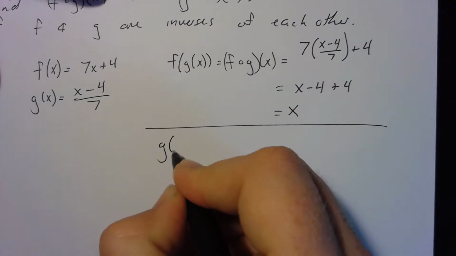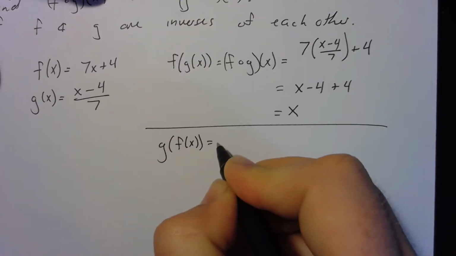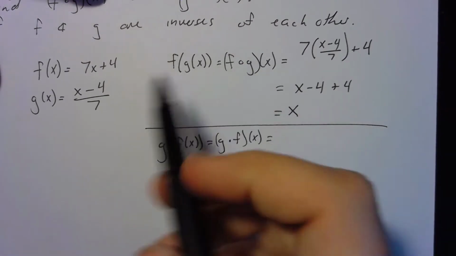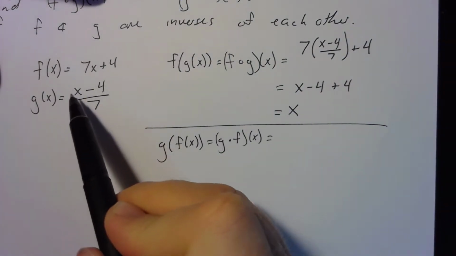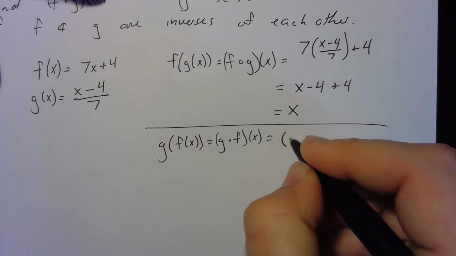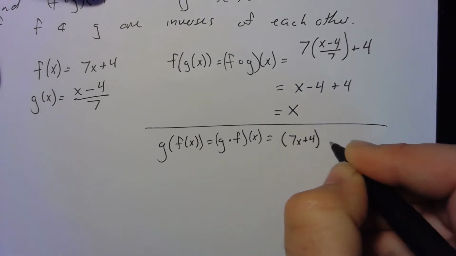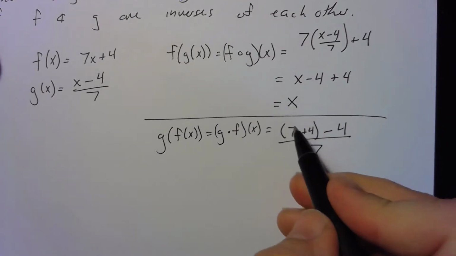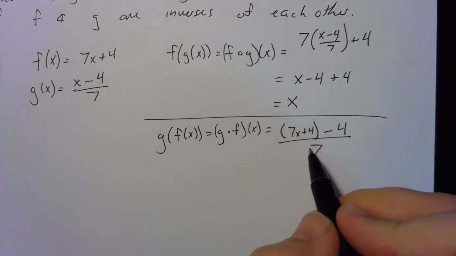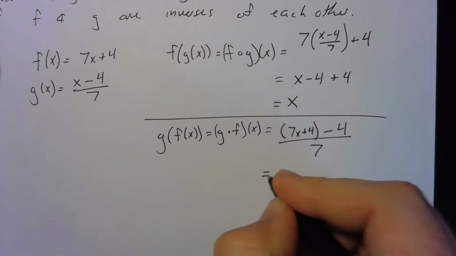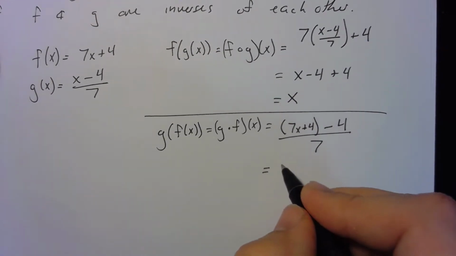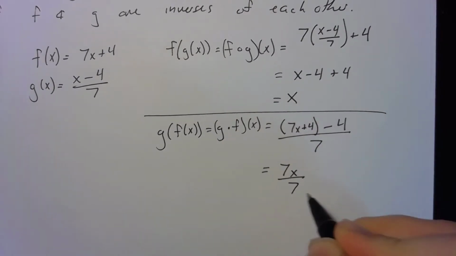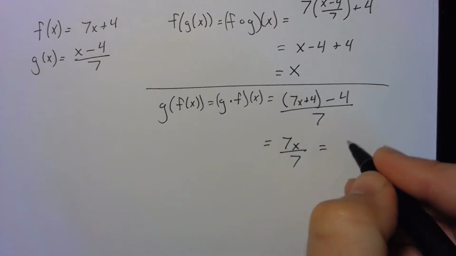Secondly, if I take g of f of x, which is simply g follows f of x, and plug the f function into the x for g, we will end up with 7x plus 4 in parentheses minus the 4, this whole thing divided by 7. Now in this case, I can't cancel out these 7's at this moment because there's more stuff on top that I have to deal with. However, I can drop these parentheses and combine like terms on top, giving me 7x plus 4 minus 4, which will cancel each other out, divided by 7. So 7x over 7 is nothing more than x.